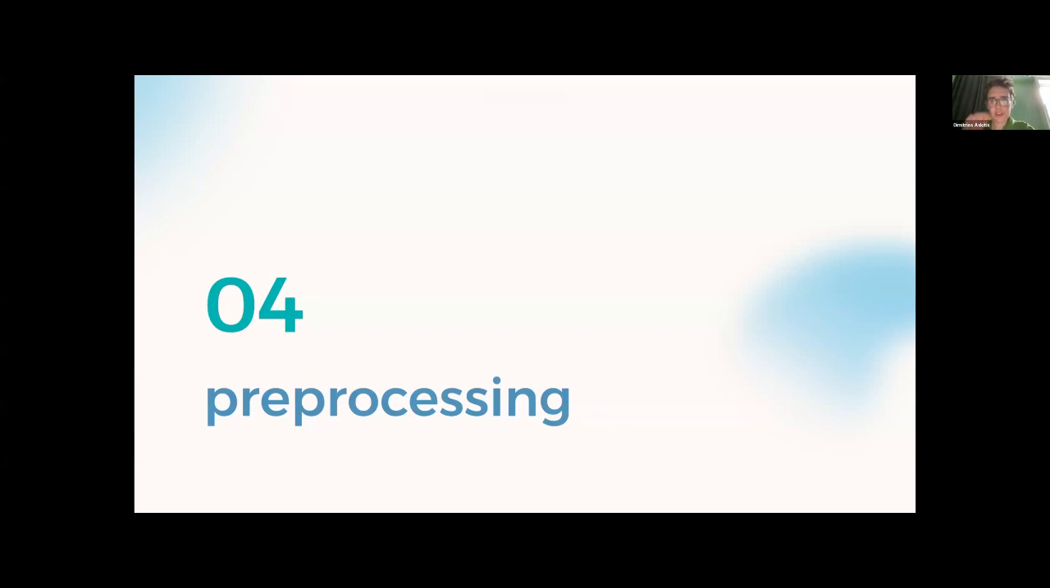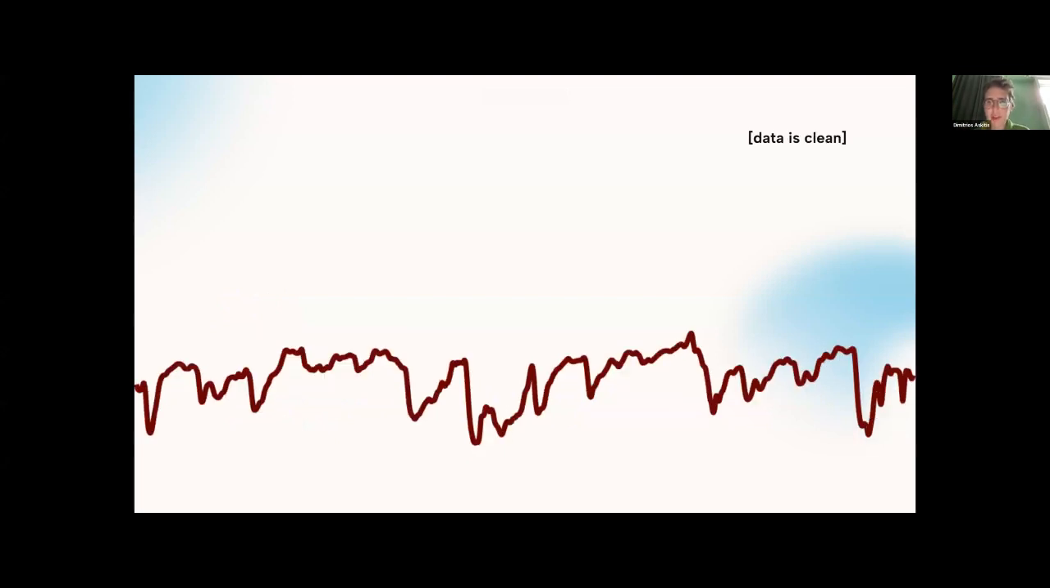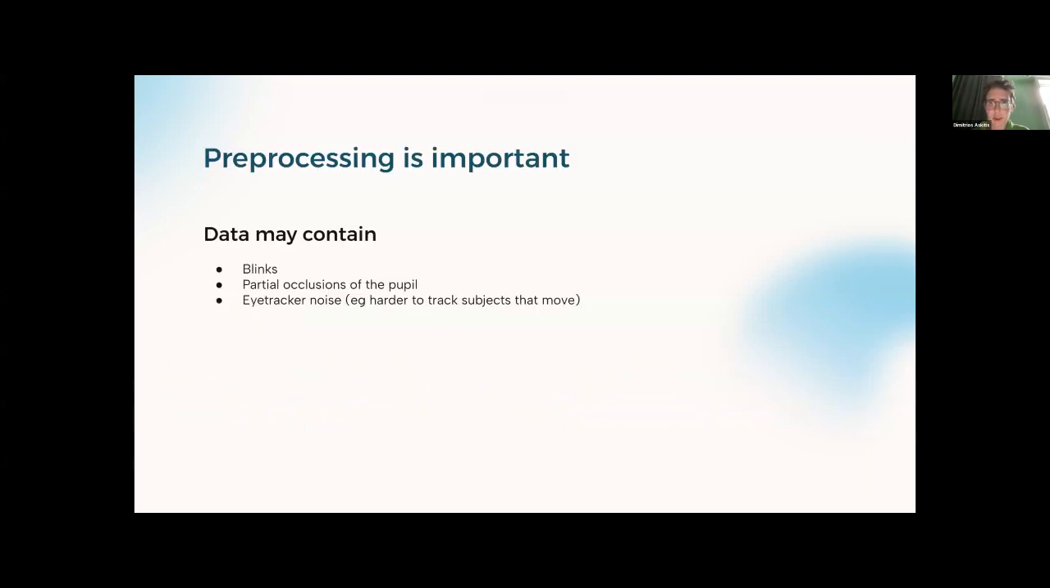We go to pre-processing. And the pre-processing is very important. A good pre-processing pipeline is what will take us from this to this, to cleaner data, so that we can use it for our analysis.